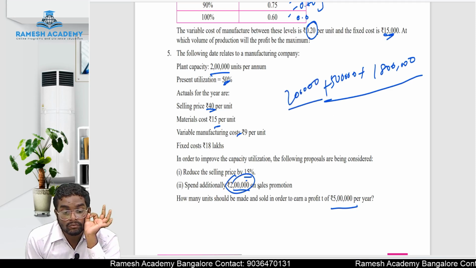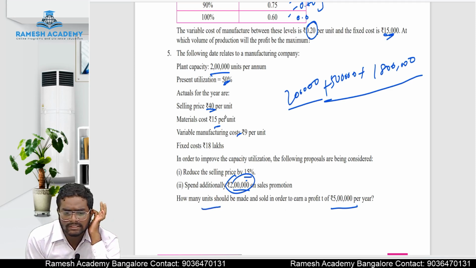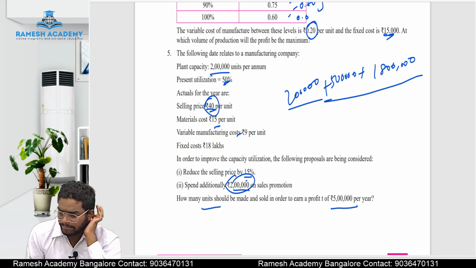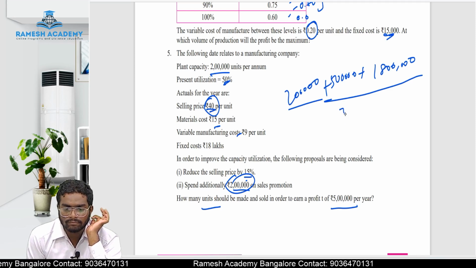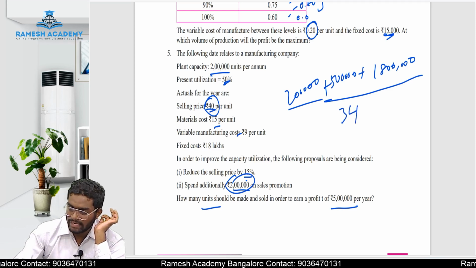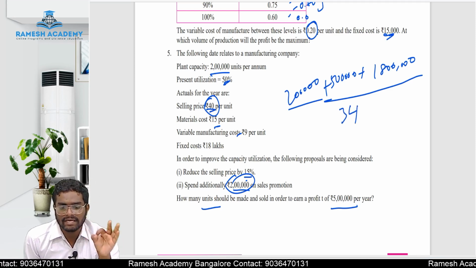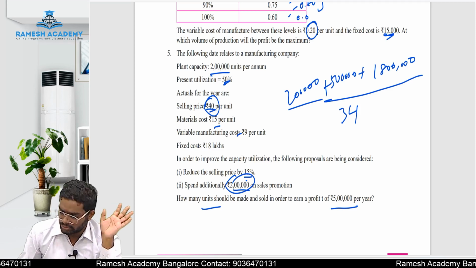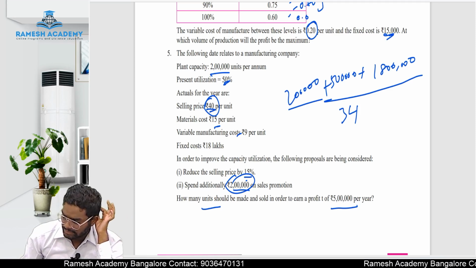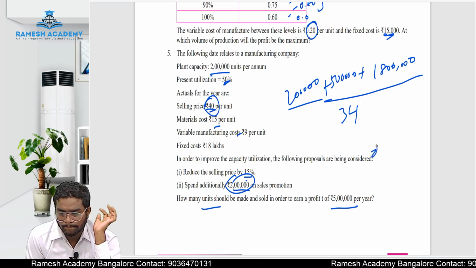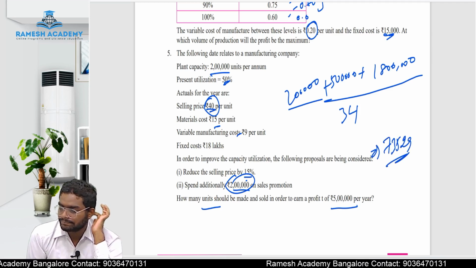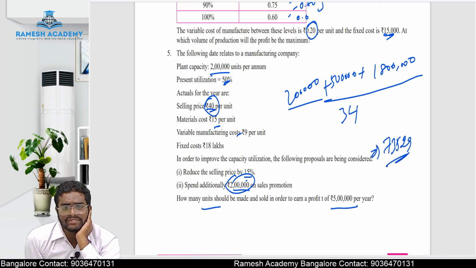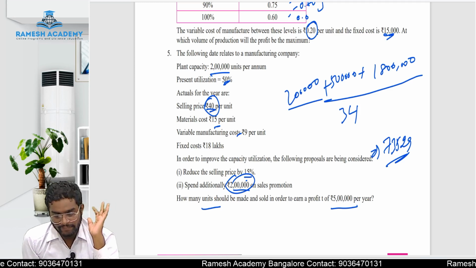Divided by what they are asking? Number of units. So selling price is 40, but reduce 15%. How much is that? 40 minus 15% is 34. So add it up. So 2 lakh plus 5 lakh is 7 lakh. 7 lakh plus 18 lakh is 25 lakh. So 25 lakh divided by 34 is 73,529. So this will be my total number of units to be sold to earn the profit of 5 lakh.